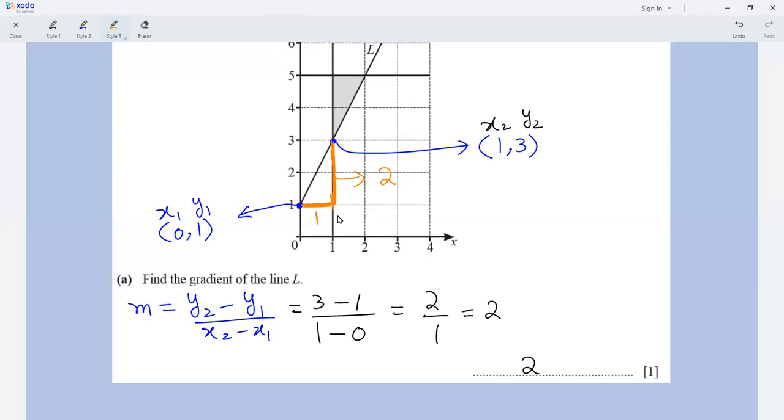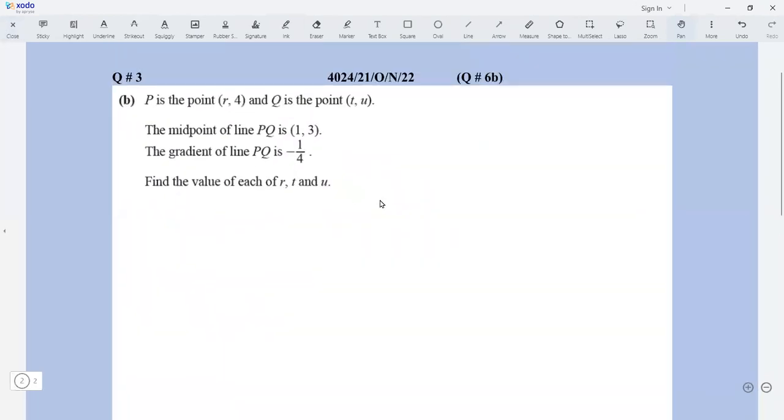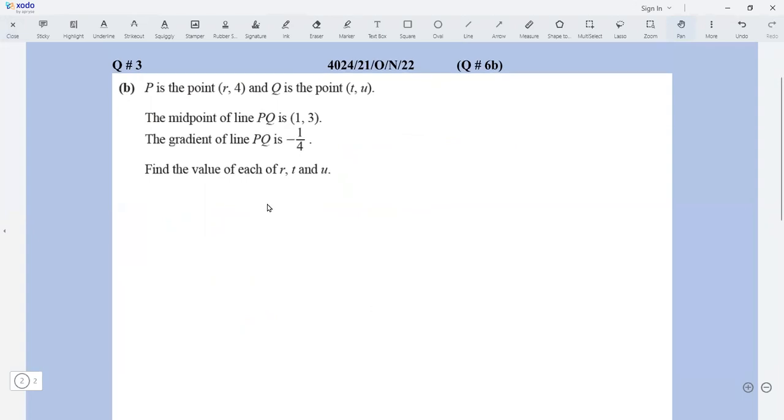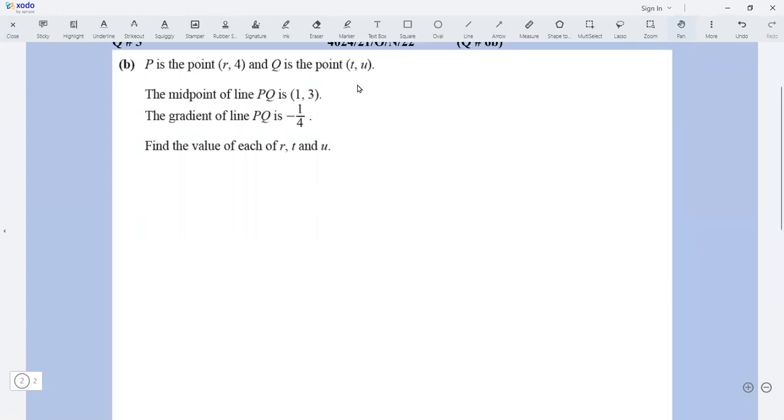So there is a third type of questions which involve gradient. So we are directly moving to the third type of gradient of a line questions. In the third type, it is a kind of mixed question in which the midpoint is given and the gradient is given. So in this type of question, if the gradient is given, how can we find the unknowns? There are three unknowns. Look at the points' coordinates. P's coordinates are r and 4, and Q's coordinates are t and u. So what is being asked? We have to find the values for r, t, and u.